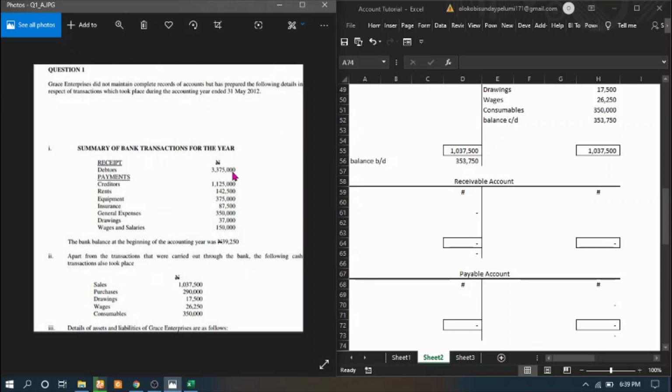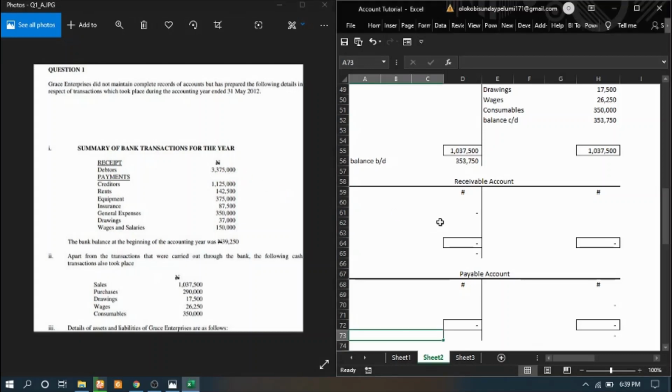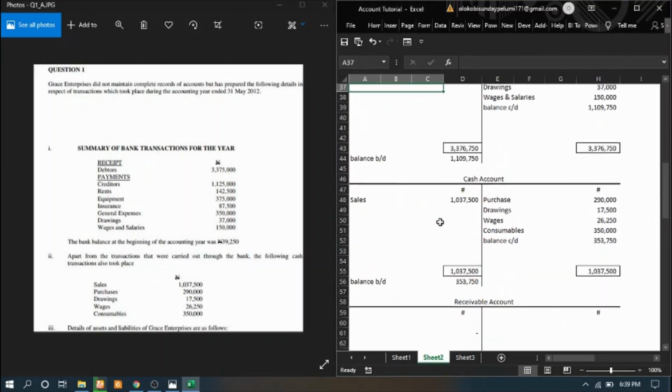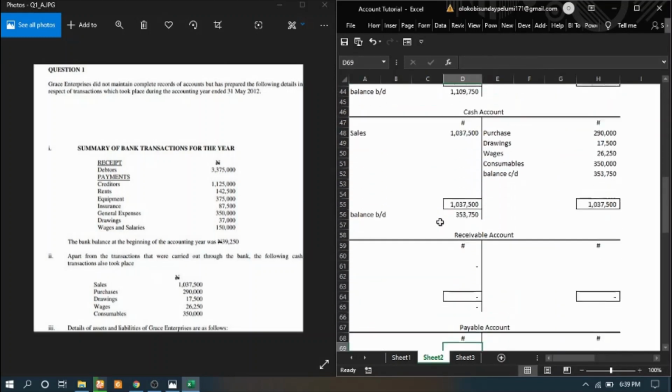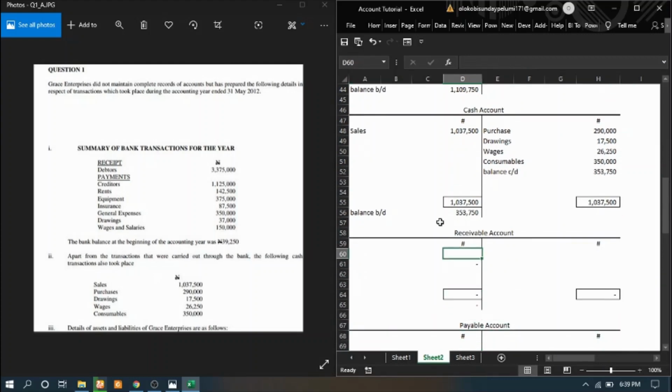We received this amount, 3,375,000, from the receivable into the bank account. I think you can see that. So we have that here. It's already been debited to the bank account. So let's prepare the receivable account. Receivable account, normally we have a debit balance. So balance brought down or brought forward, either of the two.